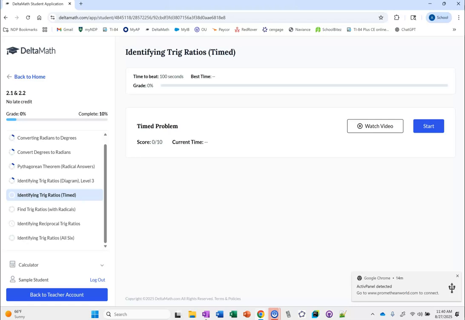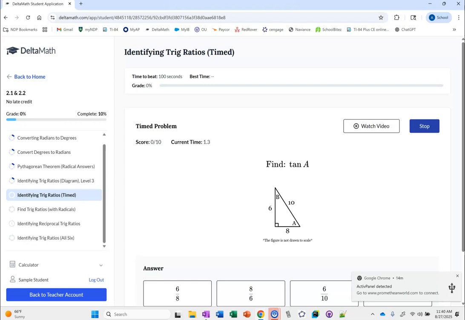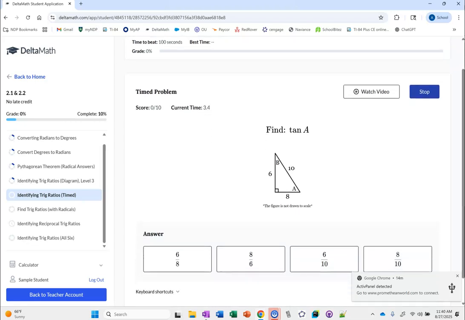So the next one is just asking us to identify trig ratios. It wants us to do 10 in a row, correct, within 100 seconds. So basically you take 10 seconds a question. So tan of A, opposite over adjacent, so 6 over 8.